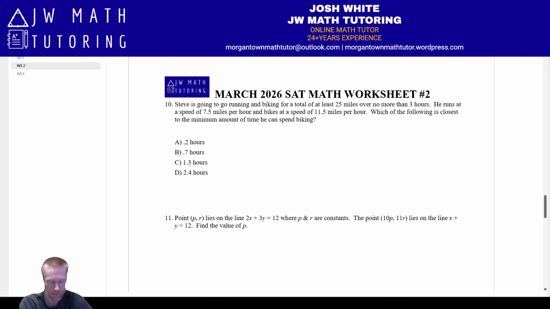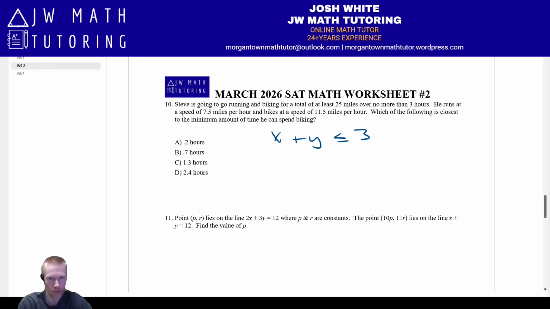So now I know exactly what's going on with this question where this person's going biking and running, and essentially there's these restrictions of it has to be at least 25 miles total, but it can't be more than 3 hours. All right, so we're going to set up two inequalities here. The first one is going to be x plus y less than or equal to 3. That's the max amount of time he can do biking and running.